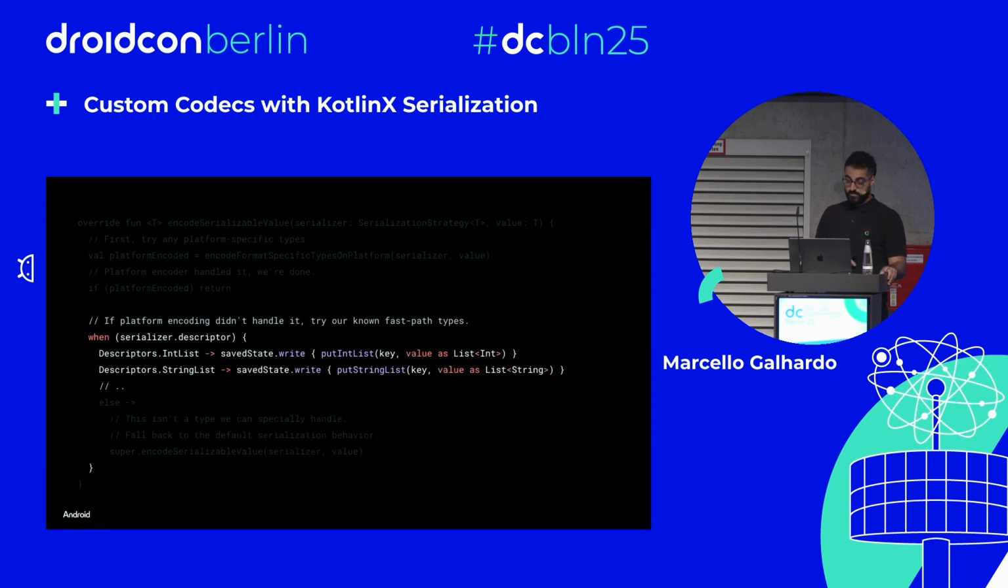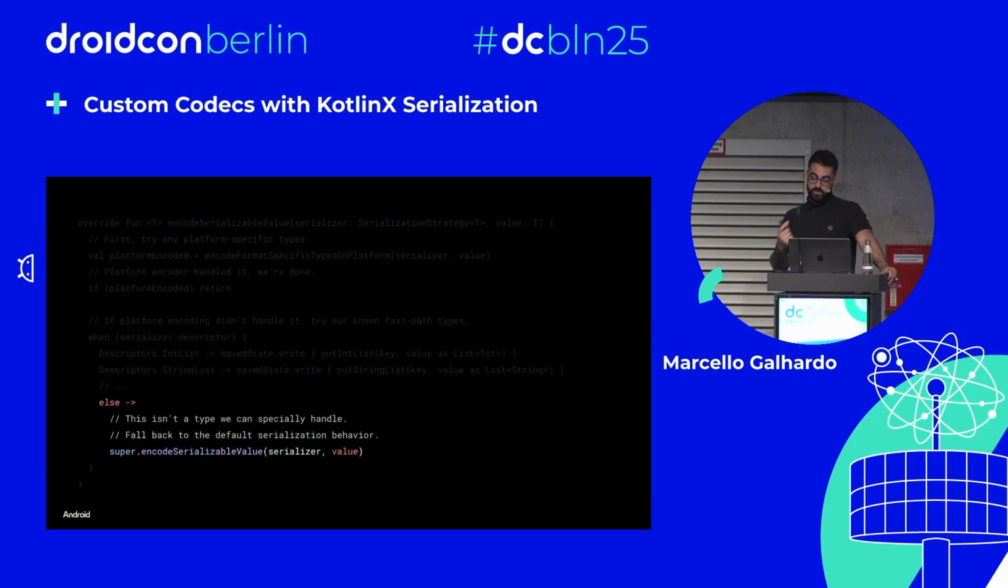If not, we check the fast path types. For example, an int list is stored with putIntList because the bundle has this method and is a bit more optimized, and so on. And a string list is stored with putStringList. If we don't recognize any of these types, we fall back to the default behavior from KotlinX Serialization.